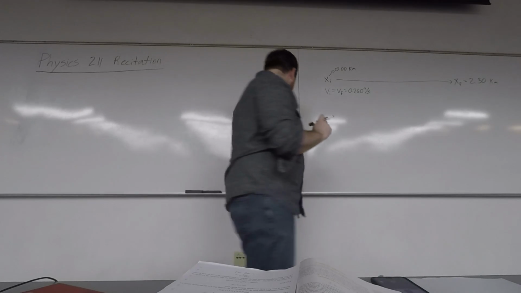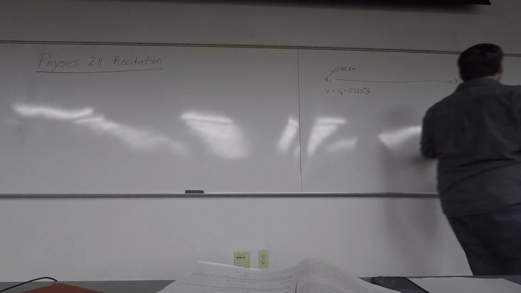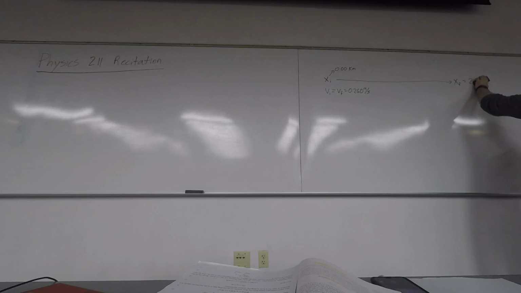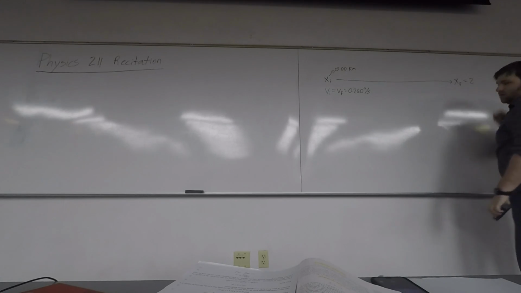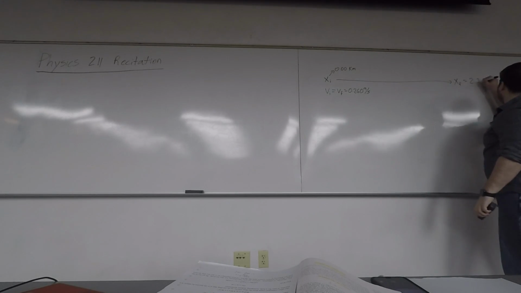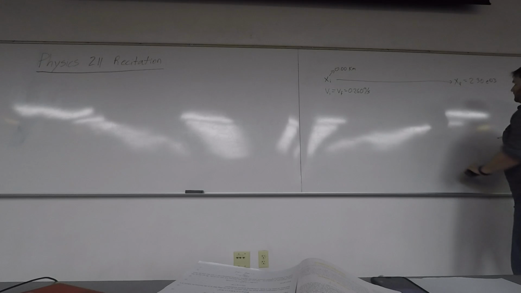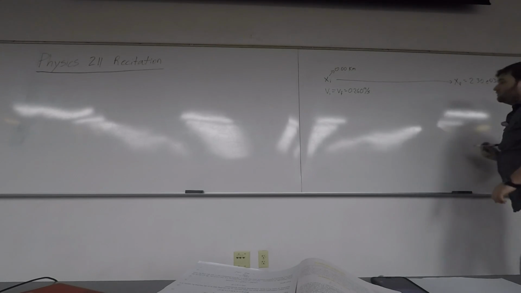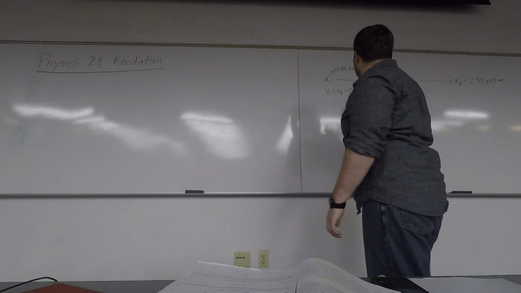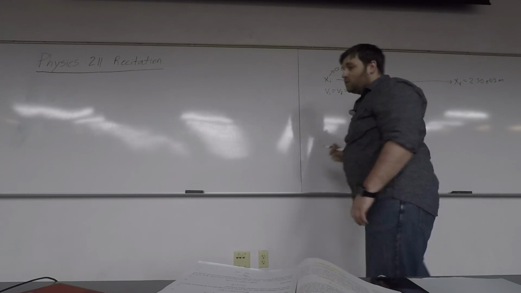Now one thing that actually might make this simpler is to change everything to the same units. This is going to be, wait, what, it was 2.30 e to the 0.3 meters. So put everything in meters, 0 meters.